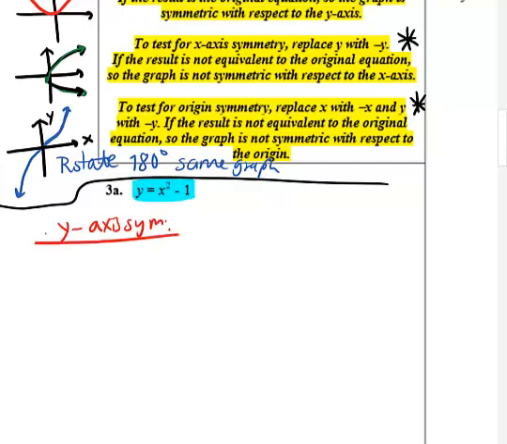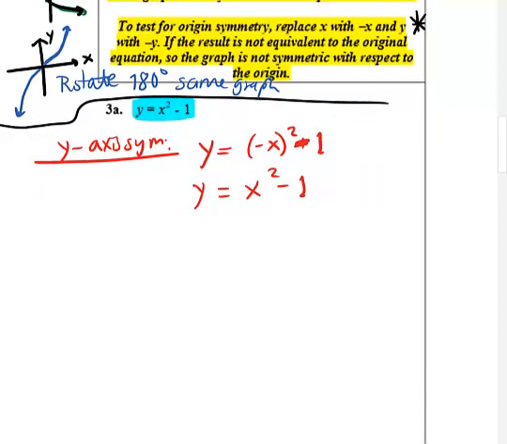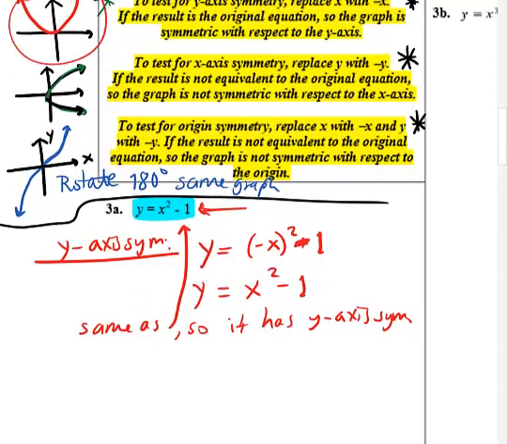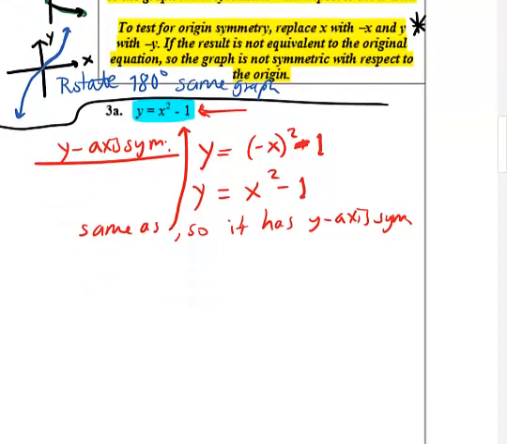They said to test for that, you replace x with negative x. Okay, so this is the one we were talking about. I'm pretty sure nothing's going to change because the square gets rid of the negative. Yeah, this is the exact same thing as the original one. So it has y-axis symmetry, which makes sense because this is the graph of an upward-facing parabola, which we drew in red up here. It should have y-axis symmetry.